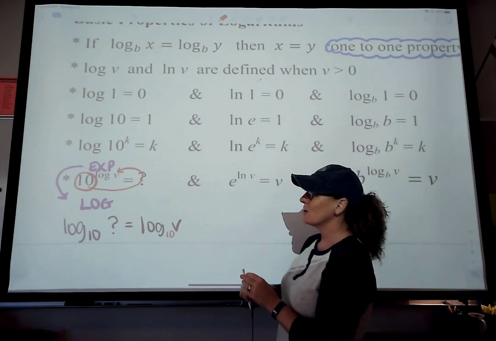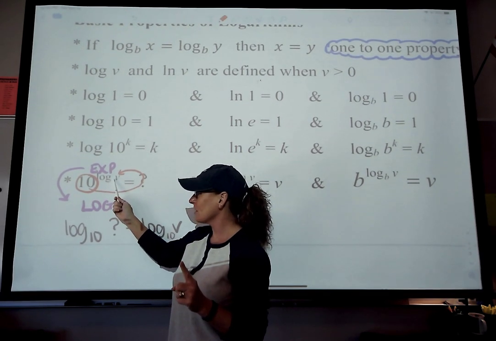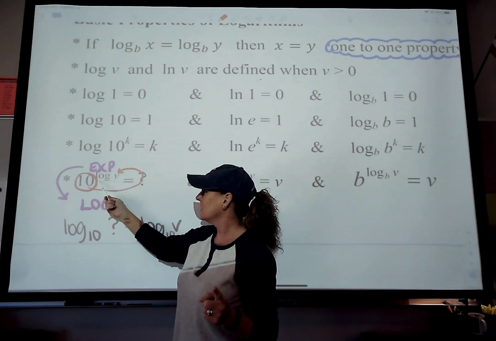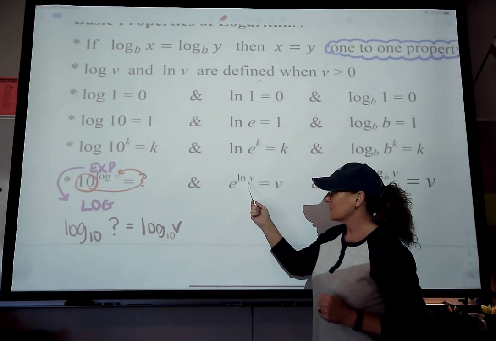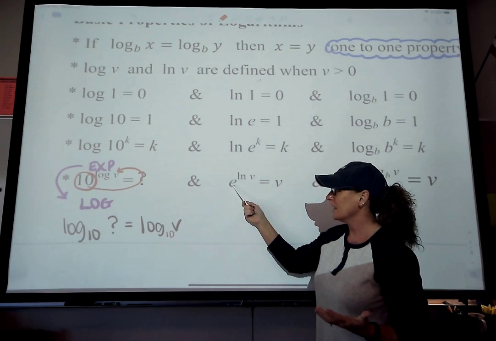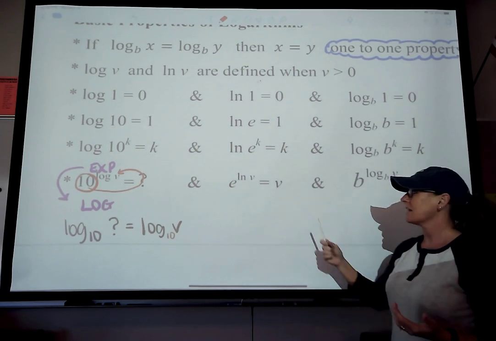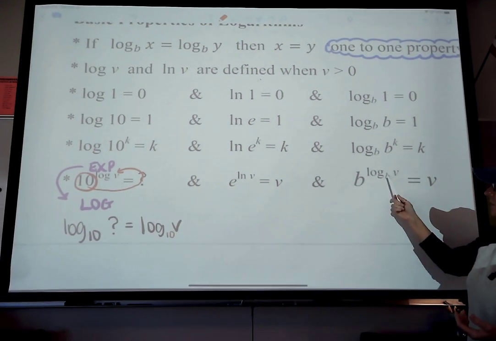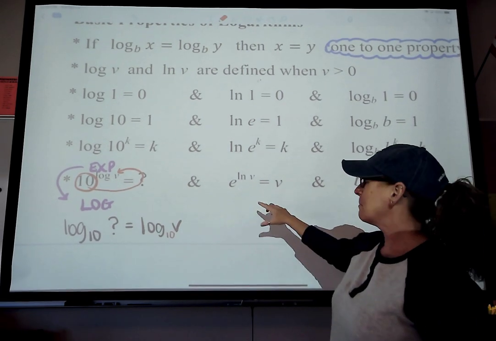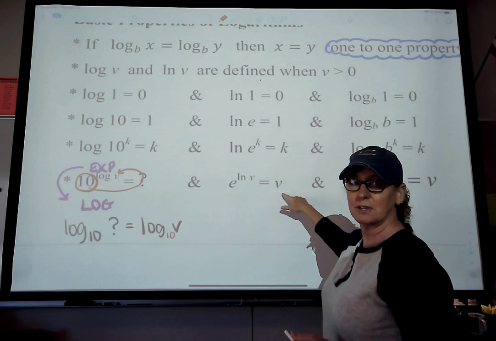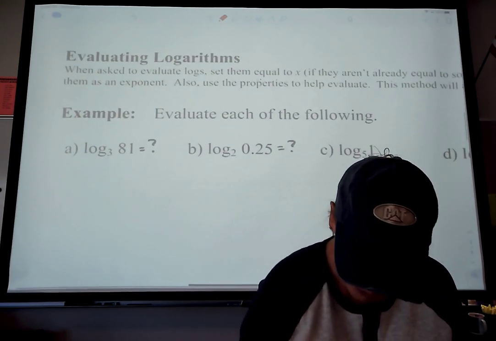Now, do you see how there's a pattern? As long as the base on your logarithm matches the base of your overall exponent, then your answer is just that. See, bases match, answer is just v. You might have to refer back to these for this last one for a while. I don't think you're going to be real quick in knowing those answers. Okay.